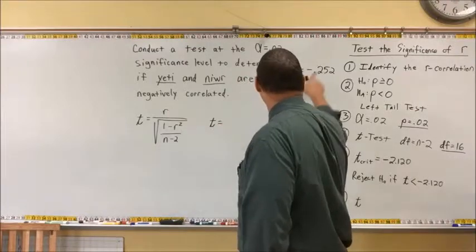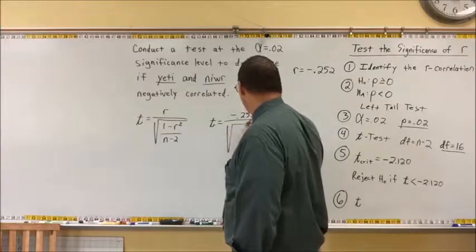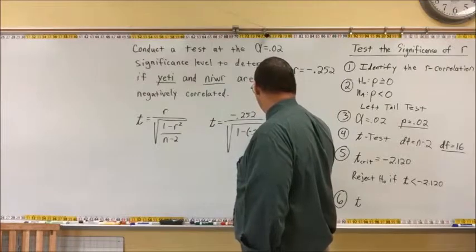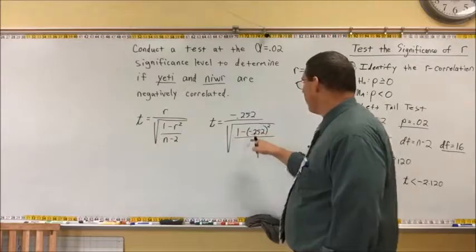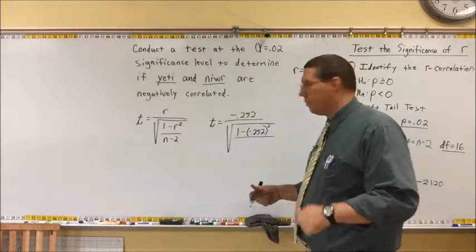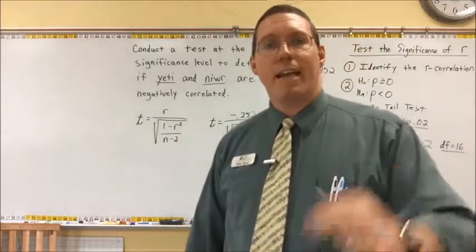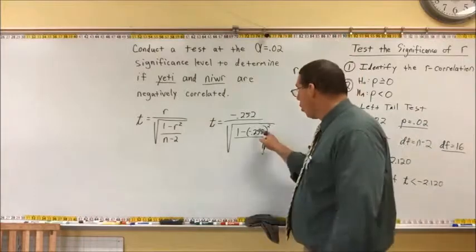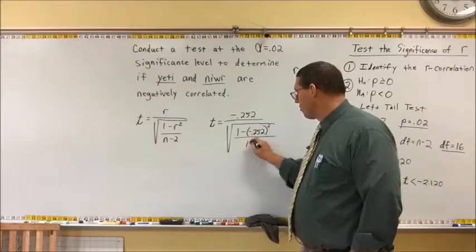So our r correlation is negative 0.252 divided by big square root 1 minus, now I'm going to put the negative 0.252 in parentheses and then square it. The reason I'm putting it in parentheses is because when I square a negative, it's got to be the negative times the negative. Okay, so I got to put it inside of parentheses. Otherwise, when I put it in the calculator, it'll actually give me a negative value for my r squared, and that's inappropriate. A negative times a negative is a positive. R squares are always positive. Degrees of freedom in this case are 16.